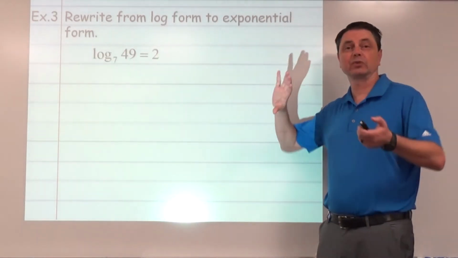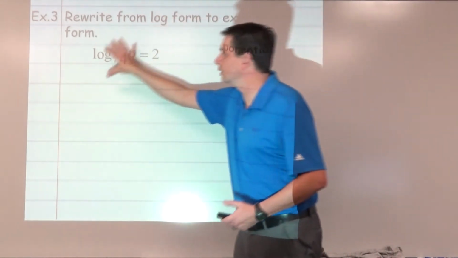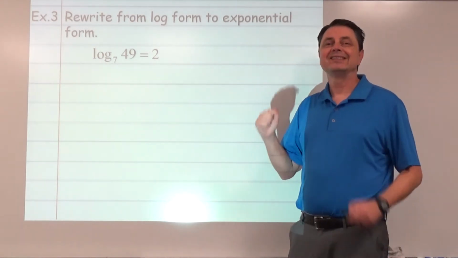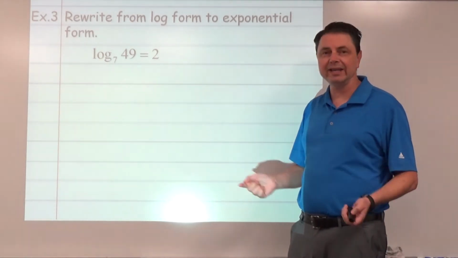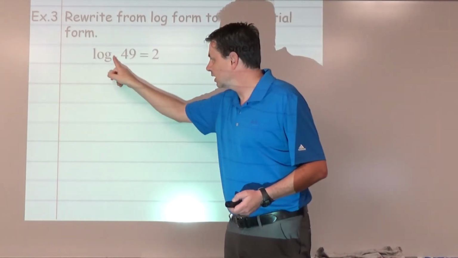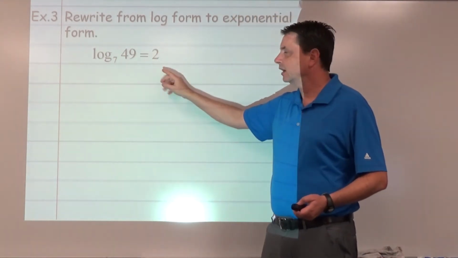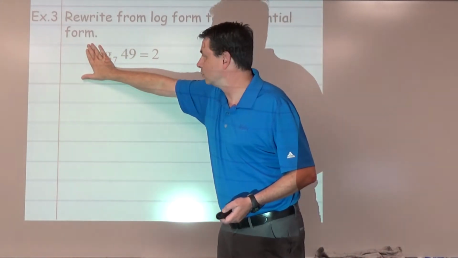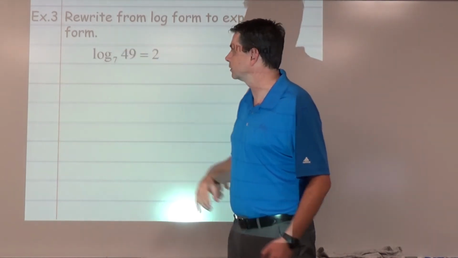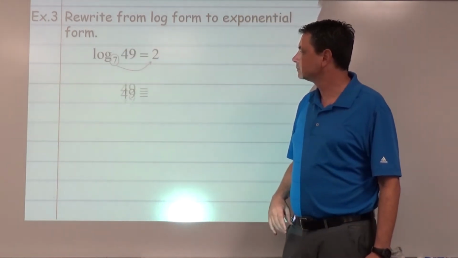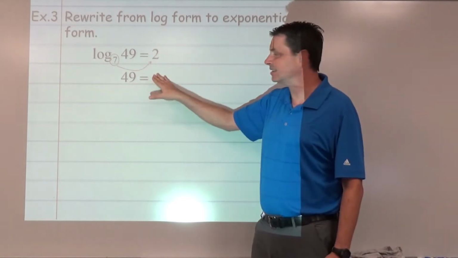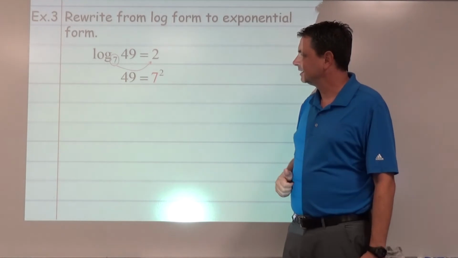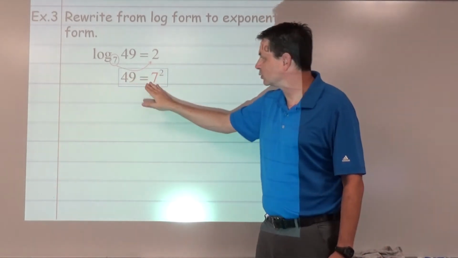Example number 3, we can reverse that process. We've got a logarithmic equation here. Let's rewrite it into exponential form. Same secret, move the base. Base is 7. It's going to move to the other side. So since it's no longer going to be a log equation, don't need the word log anymore. 49 will stay over here. And then 7 is the base. And then that means it bumps up the 2 to be an exponent. And I think that makes sense, right? 49 equals 7 squared.